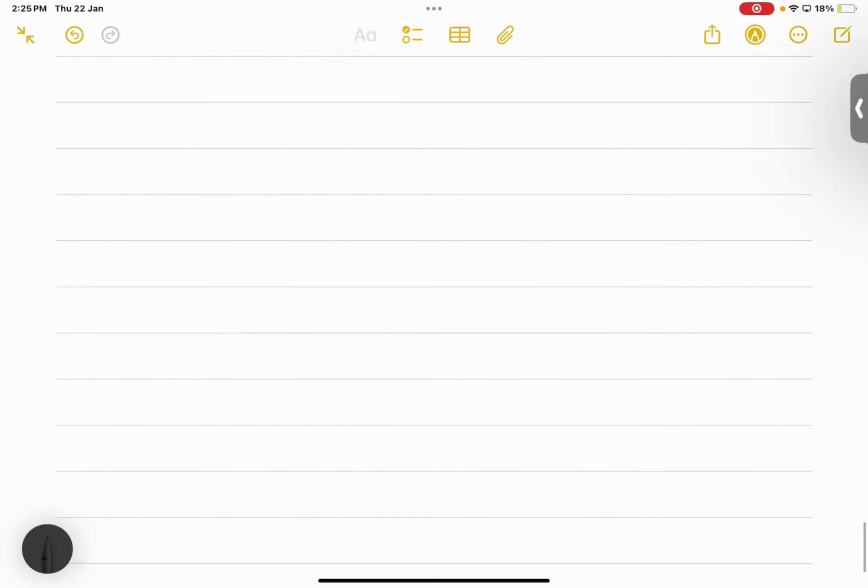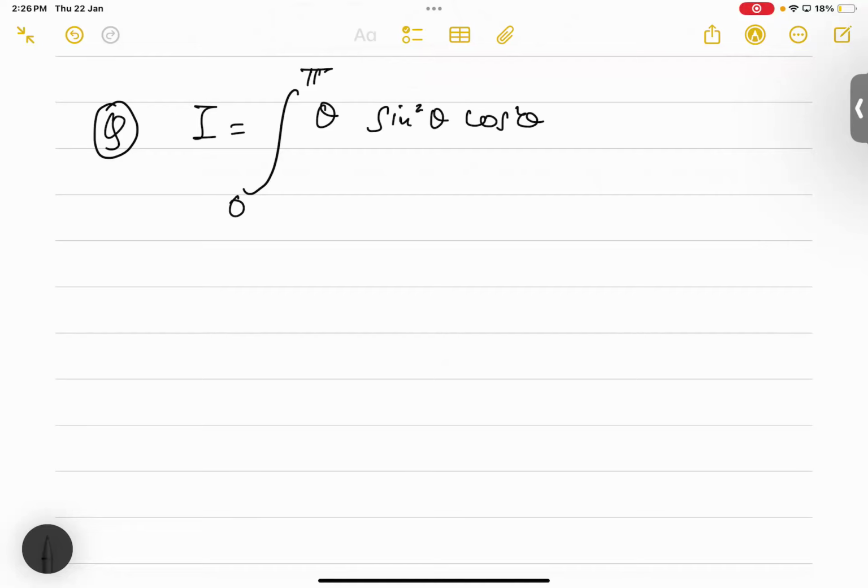Next one. Integral from 0 to pi of theta sine square theta cos square theta is equal to pi square by 16. This is what we need to prove. The answer will be pi square by 16.